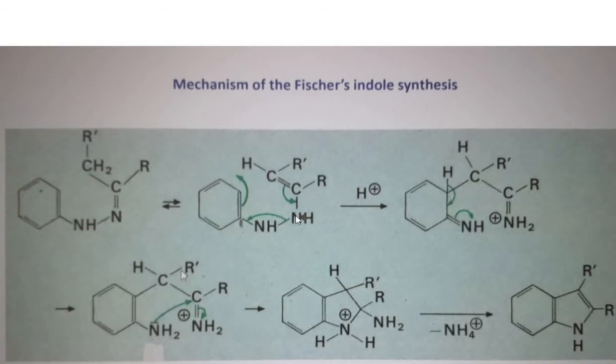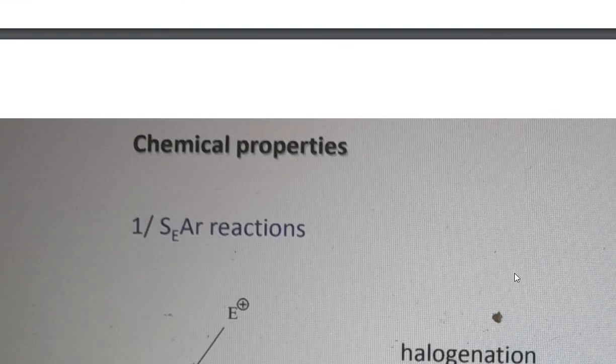What is this? This is a 3,3-sigmatropic rearrangement. You already learned about pericyclic reactions. Now you can see the cyclization. So practice this one.